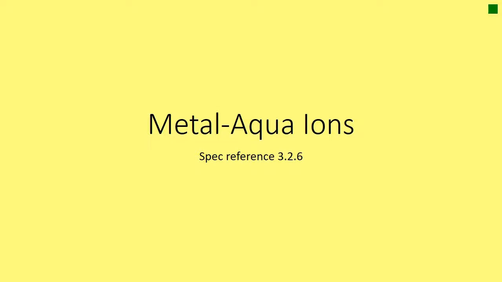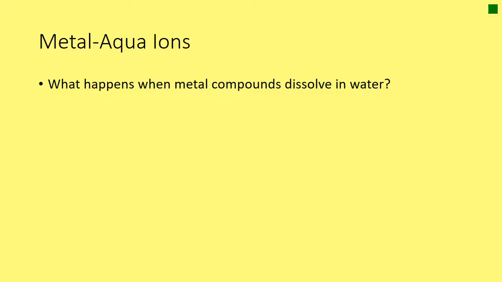Specification reference 3.2.6. And in today's video lesson what we want to do is the following three or four things. The first one being what happens when metal compounds dissolve in water. Well, as you might have guessed from the title, we get these things called metal aqua ions, the aqua being the connection to water. And you get some interaction between water molecules and the metal ions from the metal compound, and we're going to have a look at that in some detail.